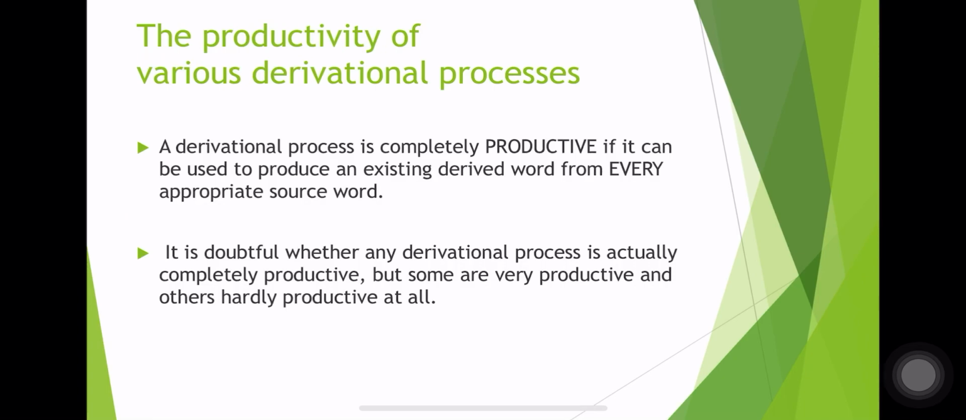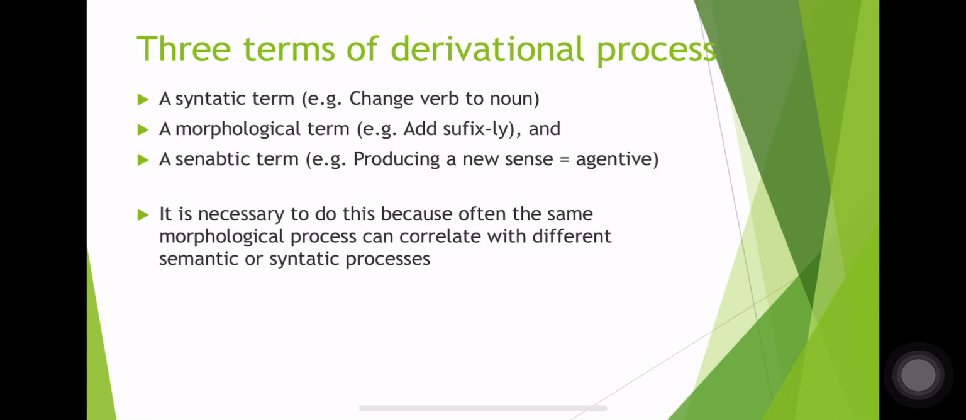And then the productivity of various derivational processes. A derivational process is completely productive if it can be used to produce an existing derived form from every appropriate source word. It is doubtful whether any derivational process is actually completely productive, but some are very productive and others hardly productive at all.